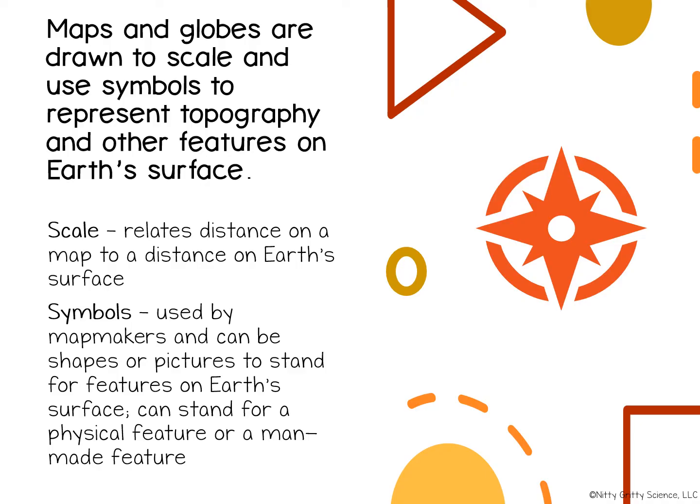Maps and globes are drawn to scale and use symbols to represent topography and other features on Earth's surface. A map scale relates distance on a map to a distance on Earth's surface. Map makers use shapes and pictures called symbols to stand for features on Earth's surface. Usually there is a key or legend which lists all the symbols used on the map with an explanation of their meaning.